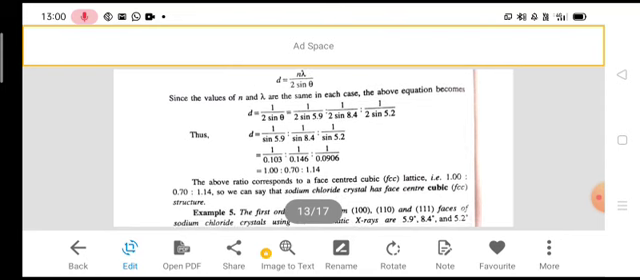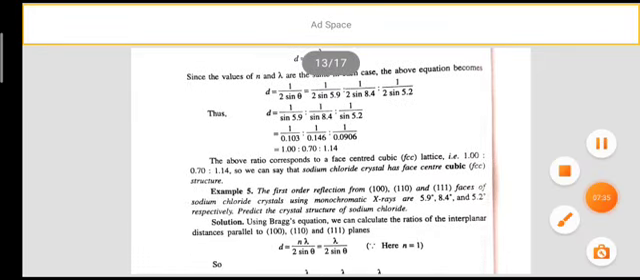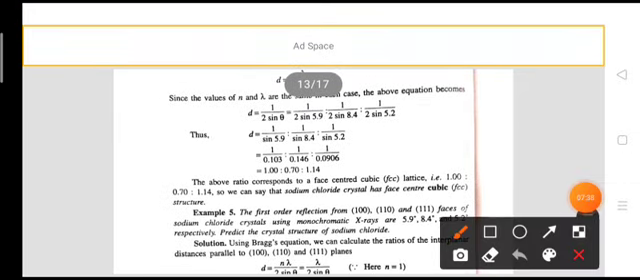So here sin 5.9 is 0.103, sin 8.4 is 0.146 and sin 5.2 is 0.0906. So by simplification we got the ratio of interplanar distance values d as 1 : 0.70 : 1.14. The above ratio corresponds to an FCC lattice, that means face centered cubic lattice. So we can say that sodium chloride crystal has an FCC structure.